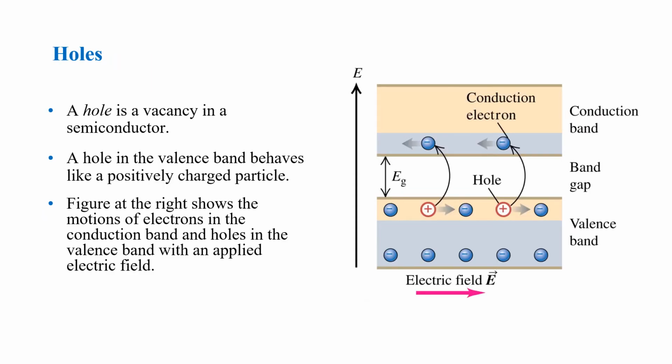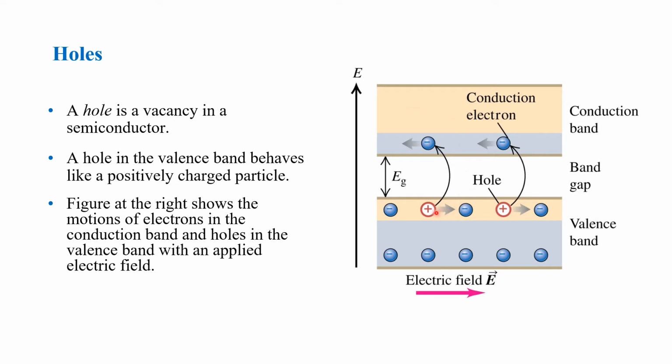For your semiconductors, we actually have two charge carriers. We have your electrons and holes. And let's discuss these individually. A hole is a vacancy in your semiconductor. It is a vacancy that is left behind by an electron, let's say for example here, that was able to cross over from your valence band to your conduction band.